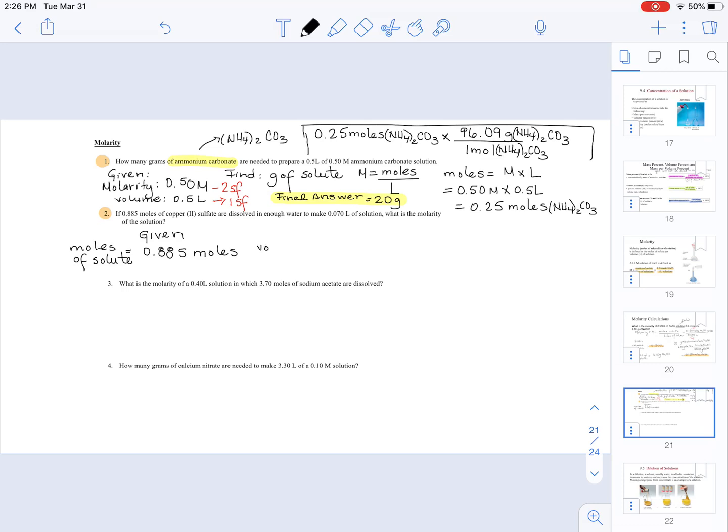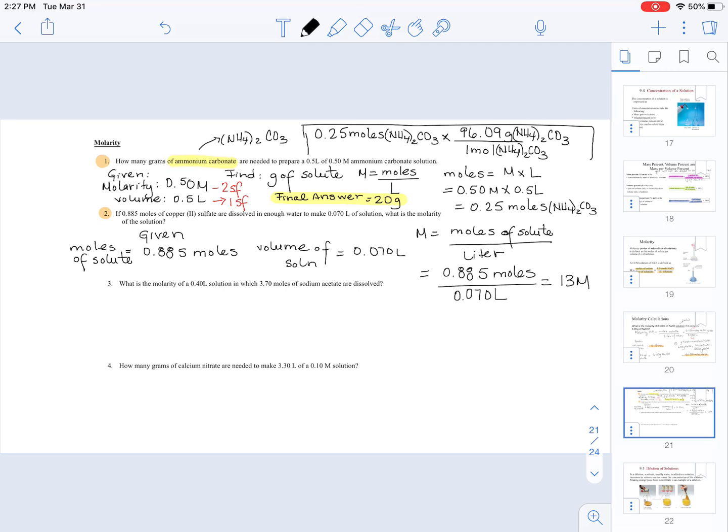We also have the volume of the solution, which is 0.070 liters. So in this instance, we just plug in the numbers. We know that molarity equals moles of solute divided by liters of the solution. So we take our numbers, 0.885 moles, and we divide it by 0.070 liters, and we obtain a value of 13 molar.